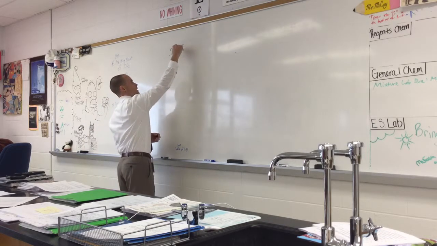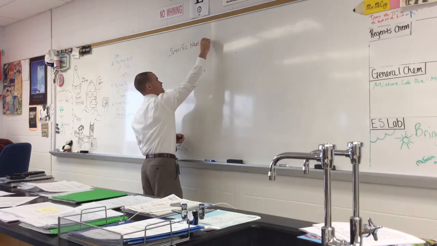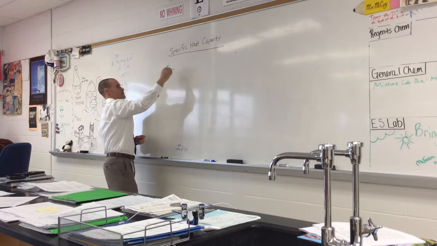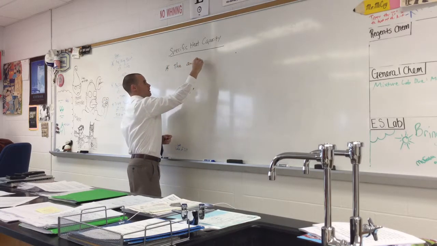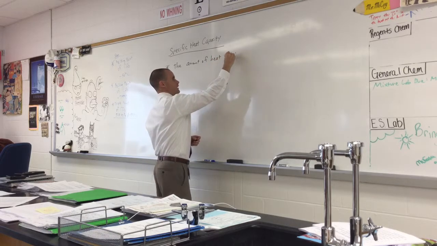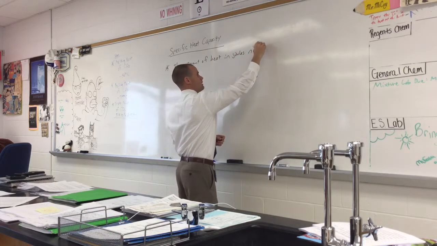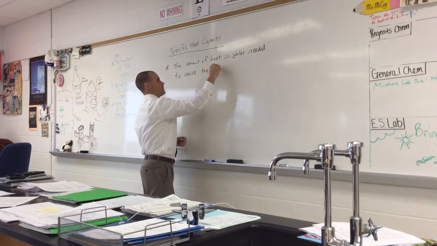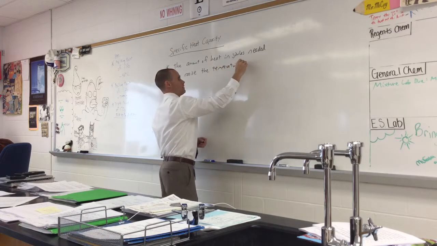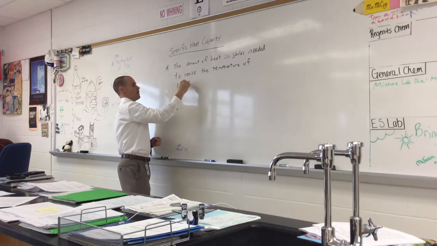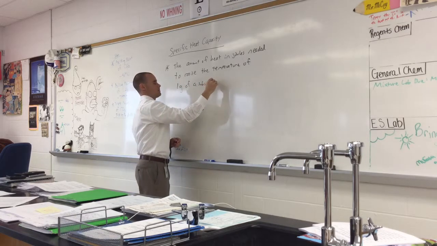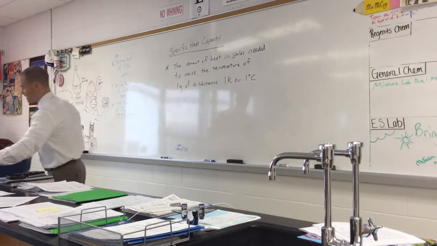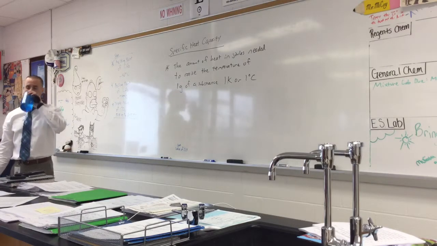So, specific heat capacity. All right, what is specific heat capacity? Here's the definition. It's the amount of heat or energy in joules needed to raise the temperature of 1 gram of a substance 1 Kelvin or 1 degree Celsius. So go ahead and copy it, then we'll make sense of it, because it sounds confusing.